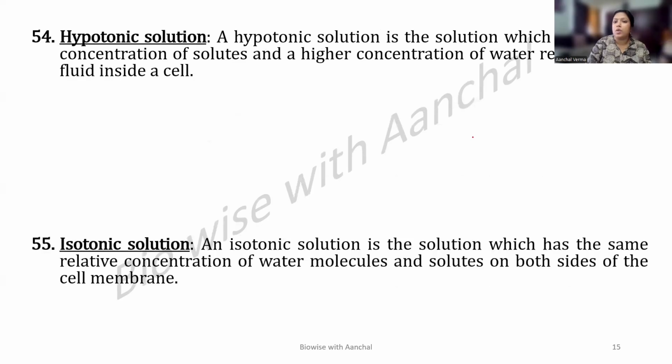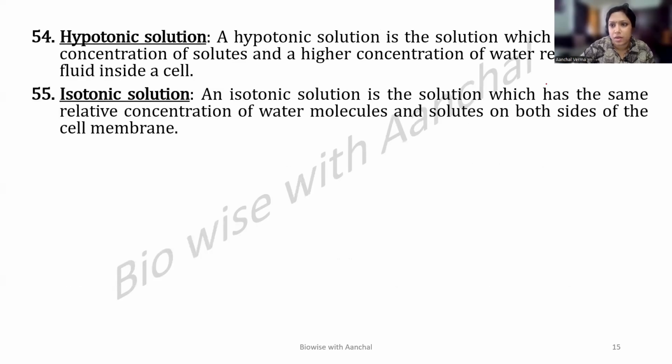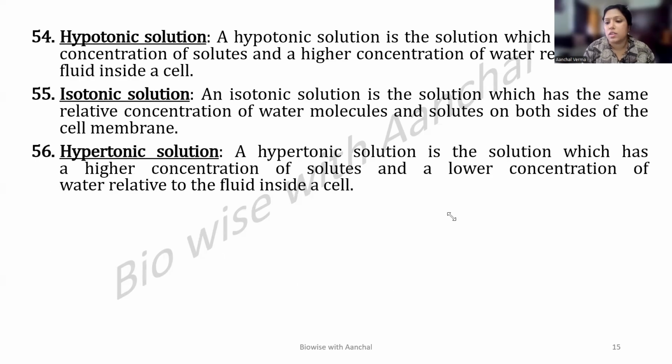Okay. Hypotonic solution. Now, these definitions are important. A hypotonic solution is a solution which has lower concentration of solutes and a higher concentration of water relative to the fluid inside the cell. It's a relative term, right? So isotonic solution is a solution which has the same relative concentration of water molecules and solute on both sides of the cell membrane, and hypertonic is a solution which has higher concentration of solutes and lower concentration of water relative to the fluid inside the cell.